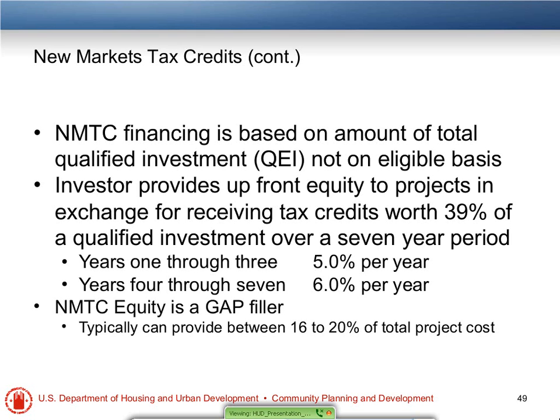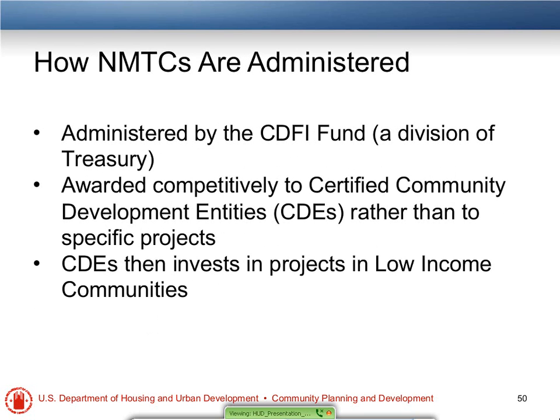It's not going to make a project cash flow, but it may make a project, or it may fill a gap on a project. It can provide basically 16 to 20% at today's current rates of your total project cost in basically free money, money that would not be repaid, because the investor is getting their return not from the project but from the federal government through tax credits.